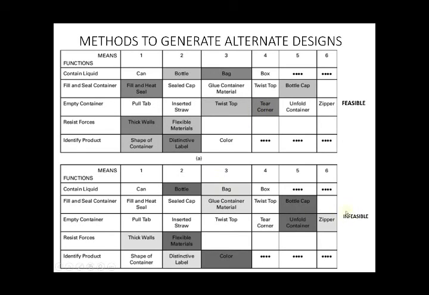And similarly in infeasible solutions, again we are able to identify which combinations will not work. So feasible and infeasible design combinations can be found out from the morph chart or morphological chart. So it is an important method to generate alternate designs.